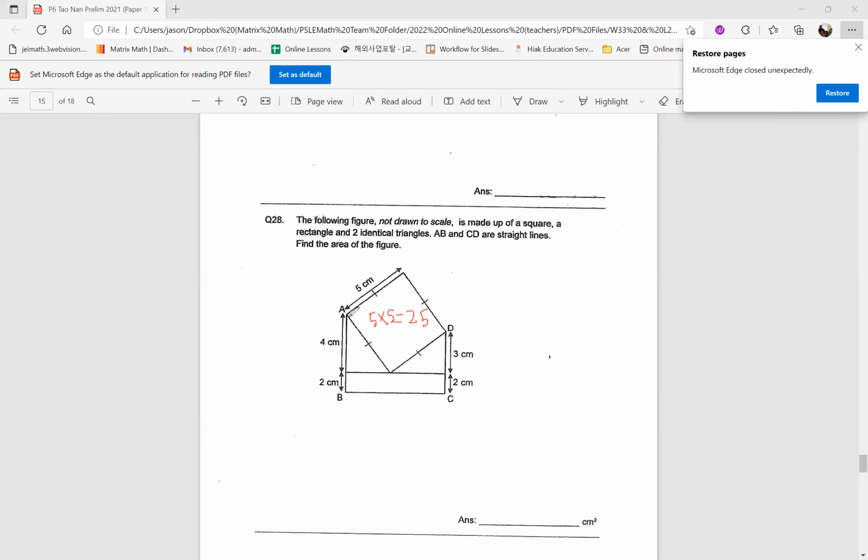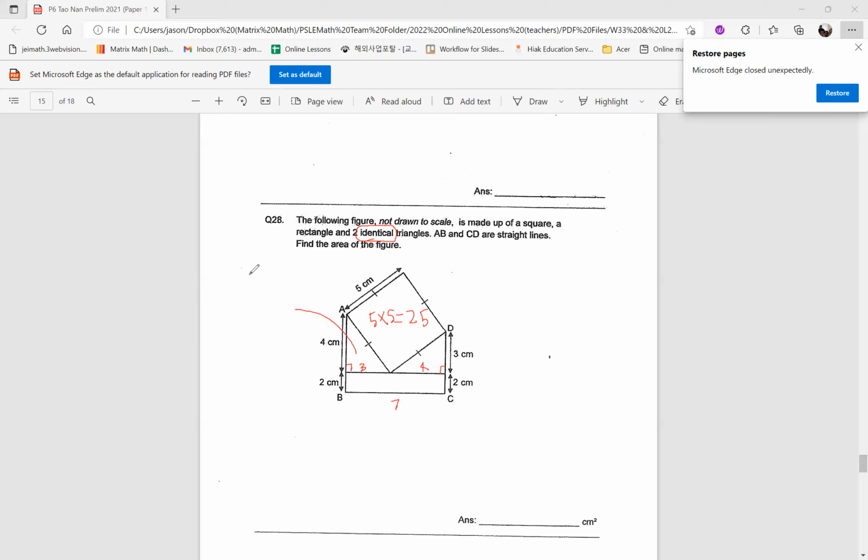Now let's talk about this triangle. These 2 triangles are identical triangles. Keyword. If they are identical triangles and these are right angles, if this is 3, this has to be 3, right? If this is 4, this has to be 4. Make sense? So the length of BC will be 7. So we can find the area of this figure.